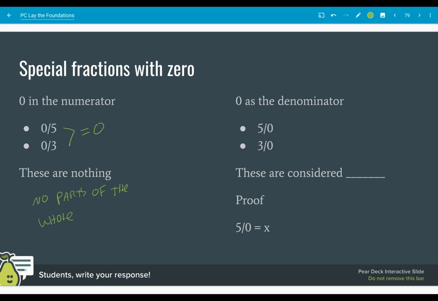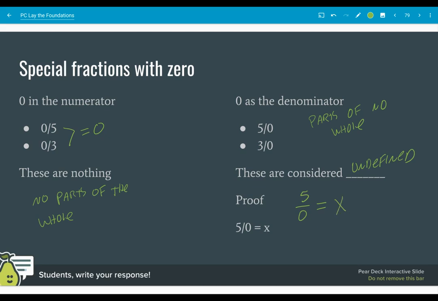Now, what about if we have 0 in the denominator? Okay. So what this is asking is, what if we have parts of no whole? Well, we can't have that. Okay, so those are considered undefined. Okay, and the way we can think about that is 5 divided by 0. We want to figure out what that equals. What does that equal? Well, in math, when we don't know what something equals, we assign it a variable.